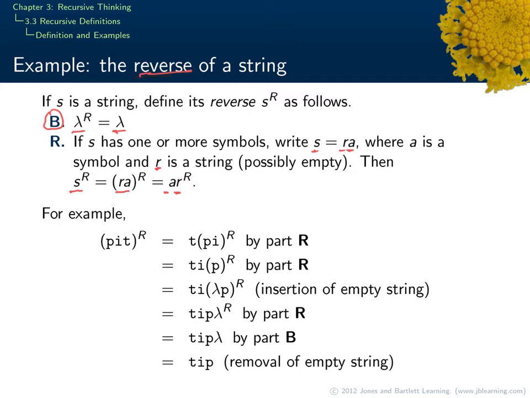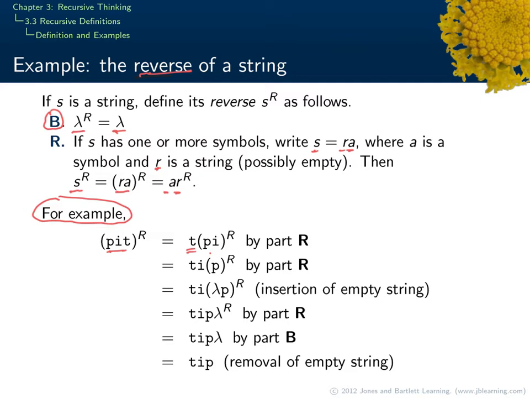So here at the bottom of the slide, we have an example. We have this string PIT that we're going to reverse. PIT is a non-empty string. The last symbol in the string is T. And so what we're going to do is pull the T around, put it in front, and then concatenate that with the reverse of this smaller string, PI. So we will now need to find the reverse of the string PI.